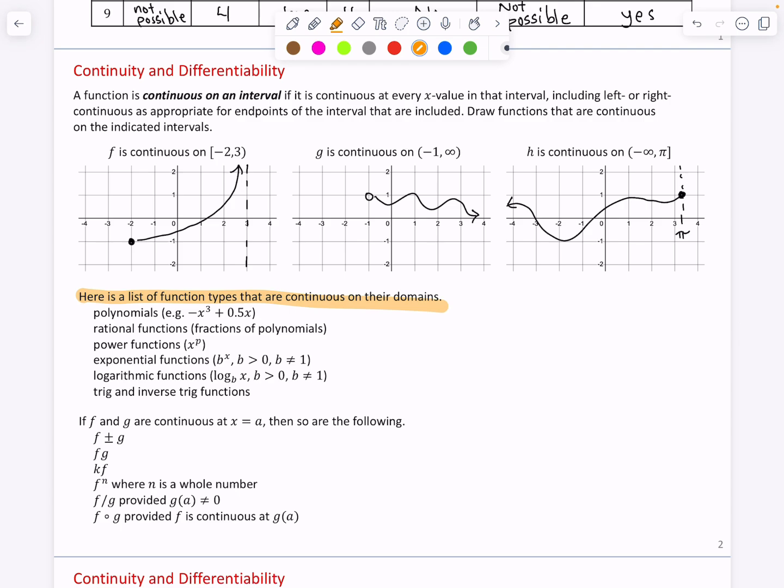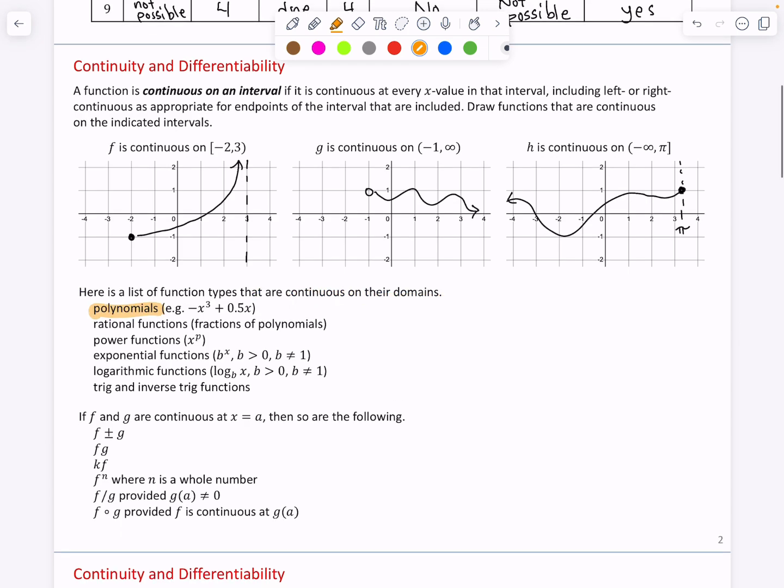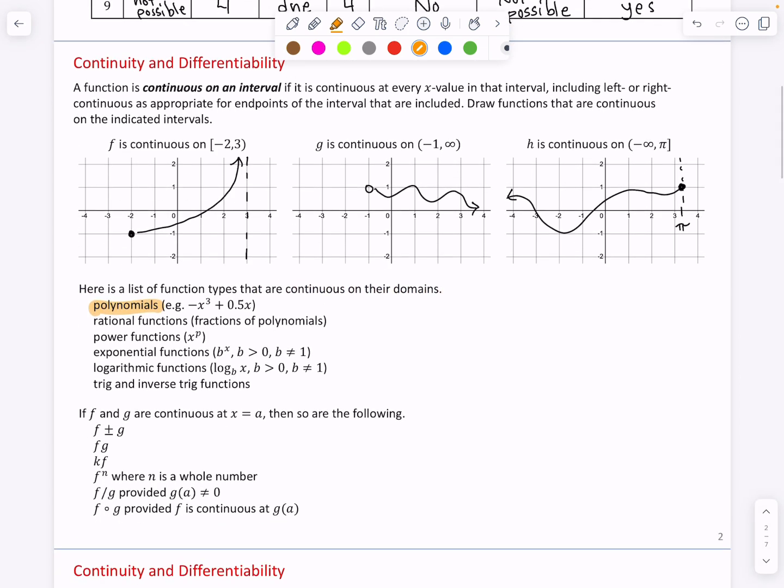Now here's a list of function types that are continuous on their domains. Polynomials. For example, coefficients can be any real number, so -1 and 0.5, but the x terms have to have powers that are whole numbers, so 0, 1, 2, 3, etc. And polynomials are always continuous on the entire number line, so they're continuous for every value of x.